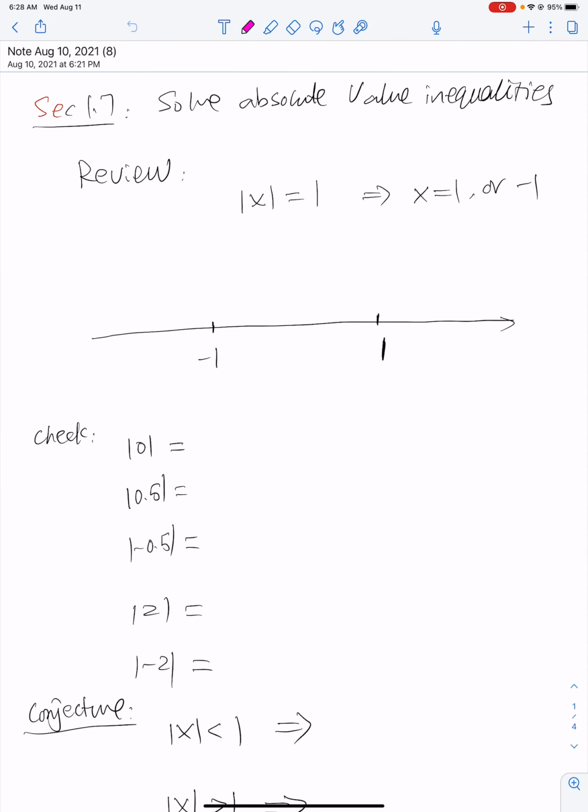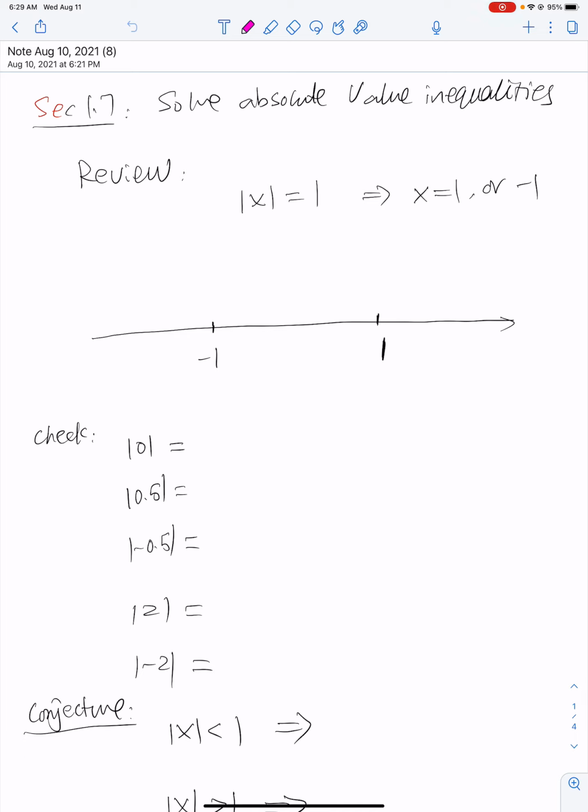So we will continue to talk about part 2 of section 1.7, solve the absolute value inequalities. Okay, so first let's review. Absolute value of x equal to 1, what will be the solution? Always remember it's x equal to 1 or negative 1. You have two solutions, okay?